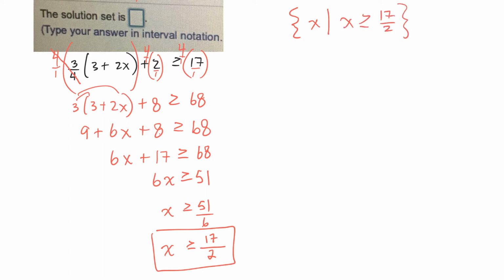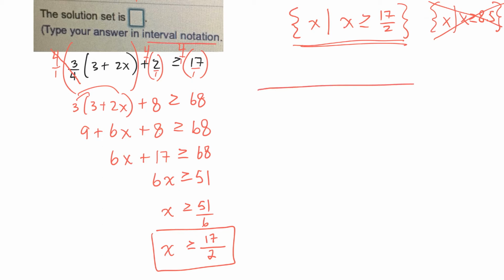I guess you could have written that as x is greater than or equal to, if you divide those two, 8.5, which is a decimal. But in the question, they said don't use decimals. And actually, in the question, they also said they don't want a solution set, they want interval notation.